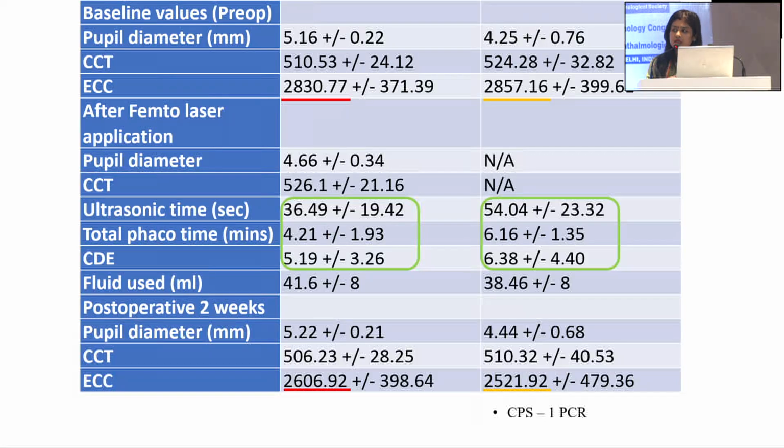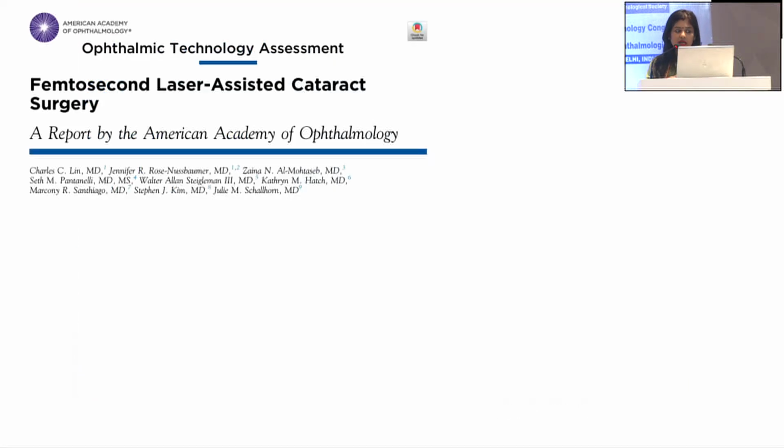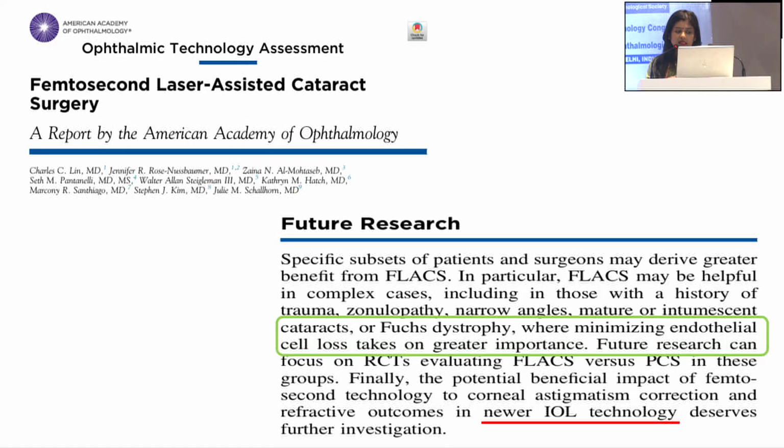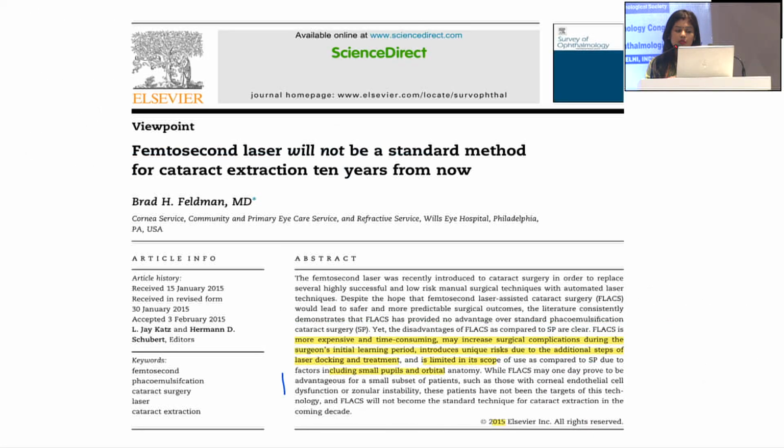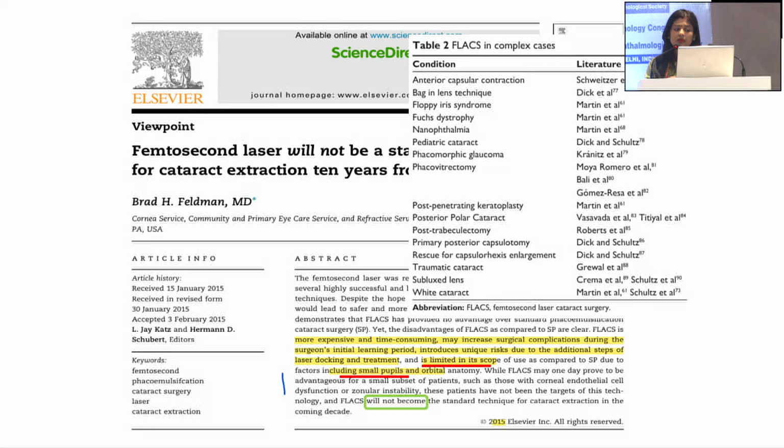So coming to the historical part, when femto started, it was mainly for Fuchs dystrophy, where it minimizes the endothelial cell loss, which was taken as being of greater importance. Also, they pointed out that it has a limited scope, especially in small pupils, and they said that FLACS would be useful in complex cases like this, and they excluded small pupils.